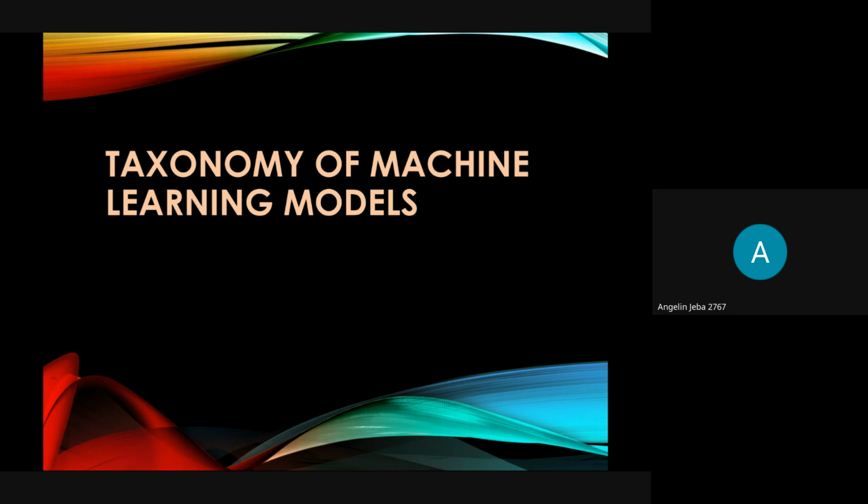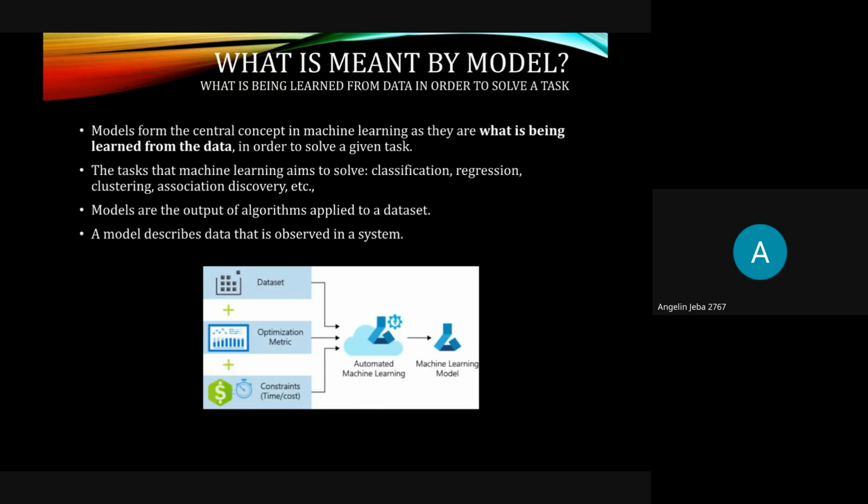Okay. So here, what is meant by a model? We are repeatedly saying model in machine learning. So what is a model? The model, a central concept in machine learning, is what is being learned from the data, in order to solve the given task. Okay. So that is the model.